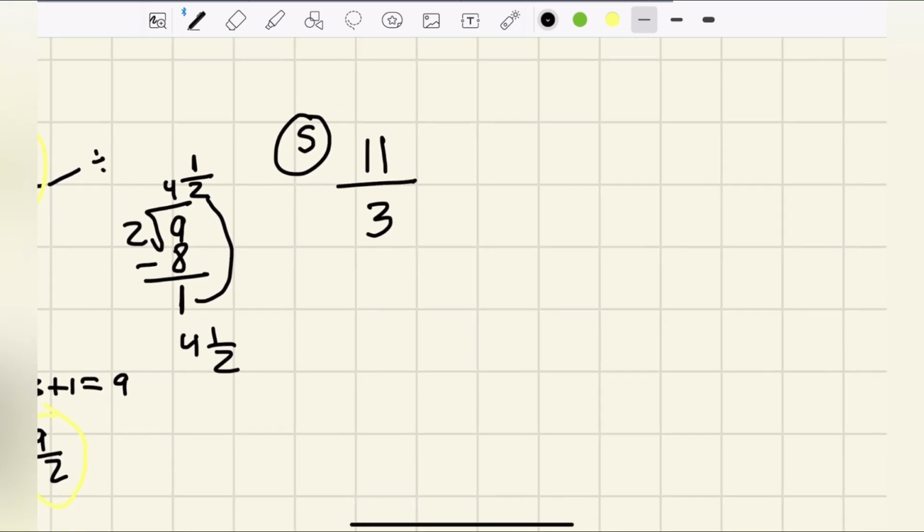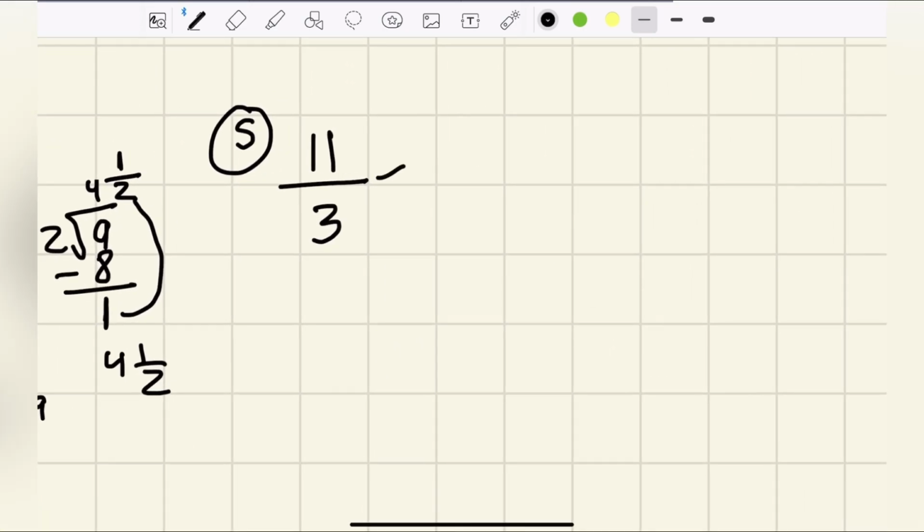Let's do this one as well. So again, I already know this equals division. So I asked myself, 3 times what number gives me 11 or close to 11? I immediately think of 3 times 3 and 3 times 4. 3 times 3 is 9, so that's pretty close, but 3 times 4 is 12, so it goes over, it can't work.